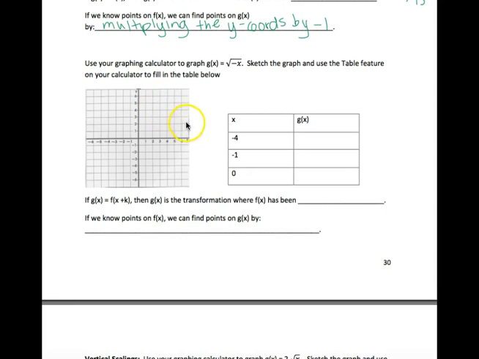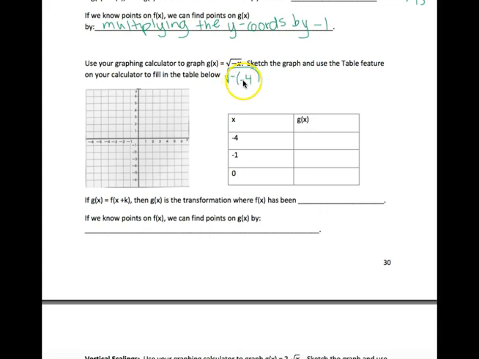So then to finish out the page here, use your graphing calculator to graph g of x equals the square root of negative x. So again, totally up to you. You can either do this by hand or use the calculator. Since I showed you the calculator on the last one, this one I'm just going to do by hand. So if I plug in negative 4 for x, I just want to illustrate this. This is what I'm getting.